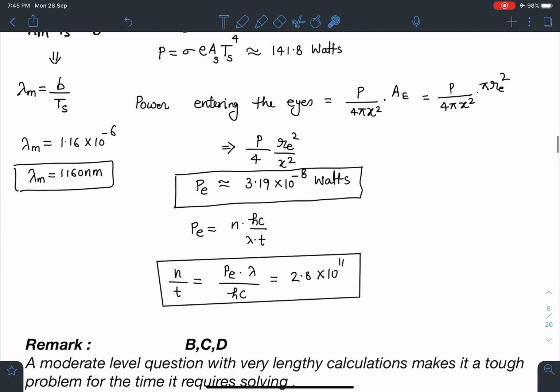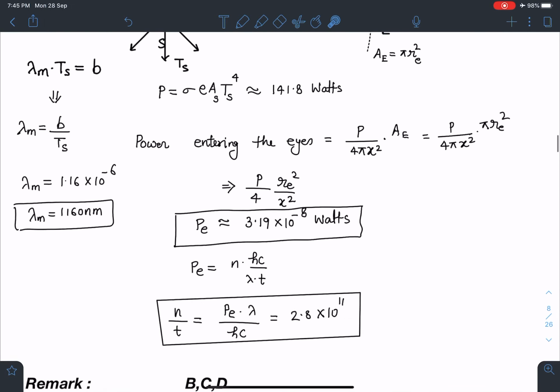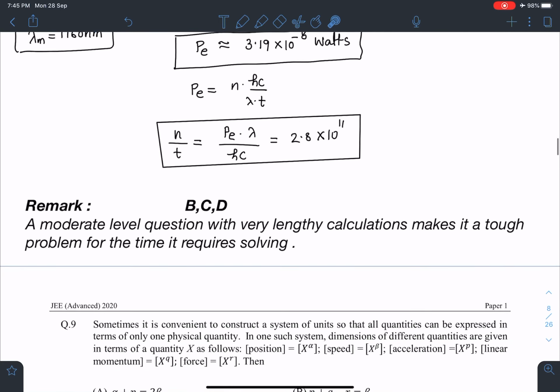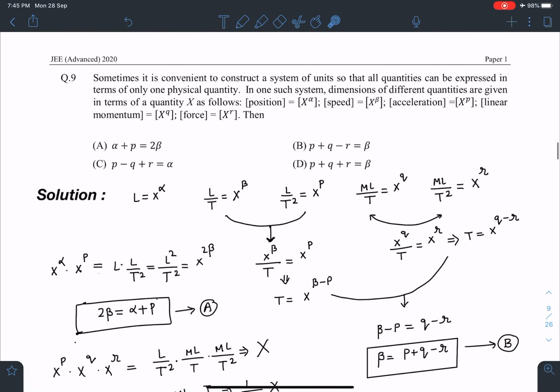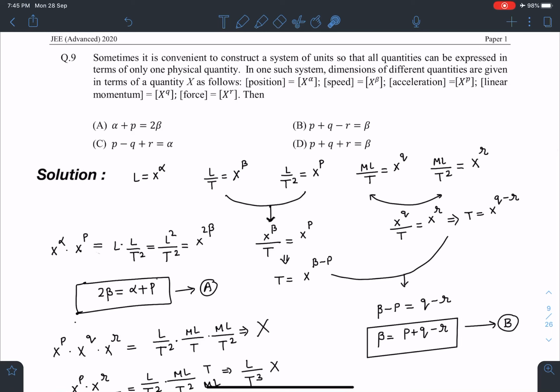So I'll keep this problem in the tough zone just because of the calculations involved. Now question number 9: sometimes it is convenient to construct a system of units so that all the quantities can be expressed in terms of only one physical quantity. In one such system, dimensions of different quantities are given in terms of quantity x as follows. Some relations are given here for position, speed, acceleration, linear momentum and force. Then they are giving us different options here.